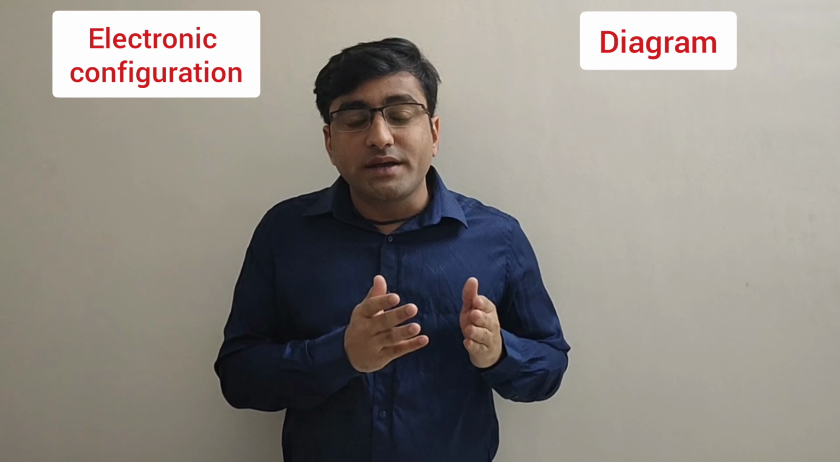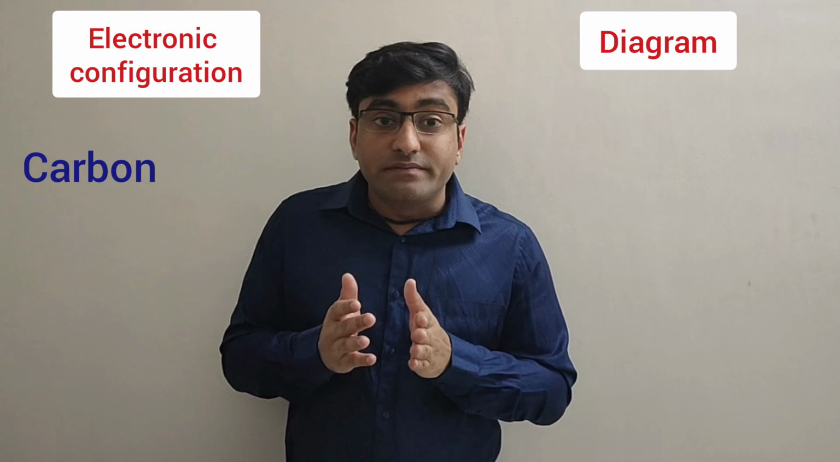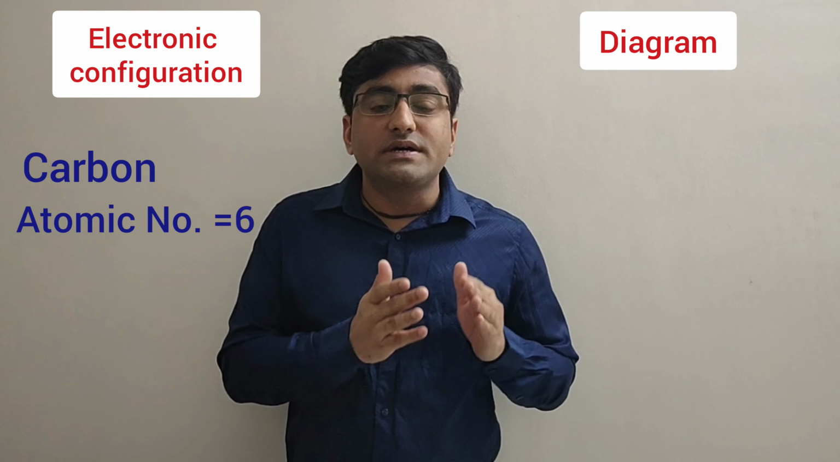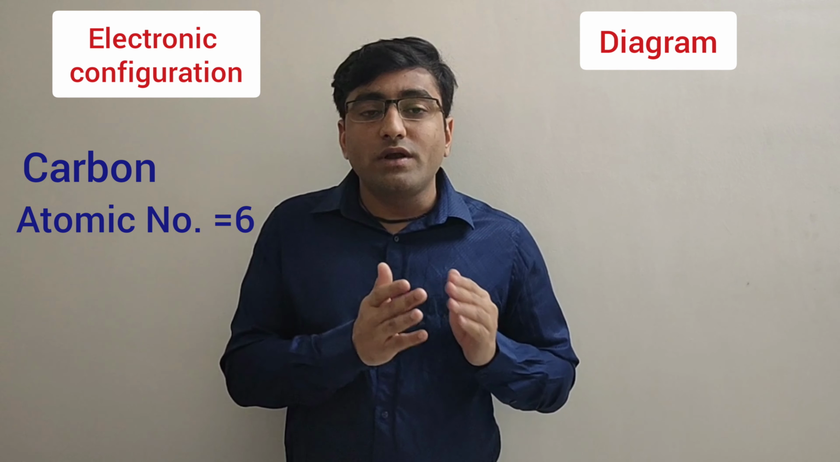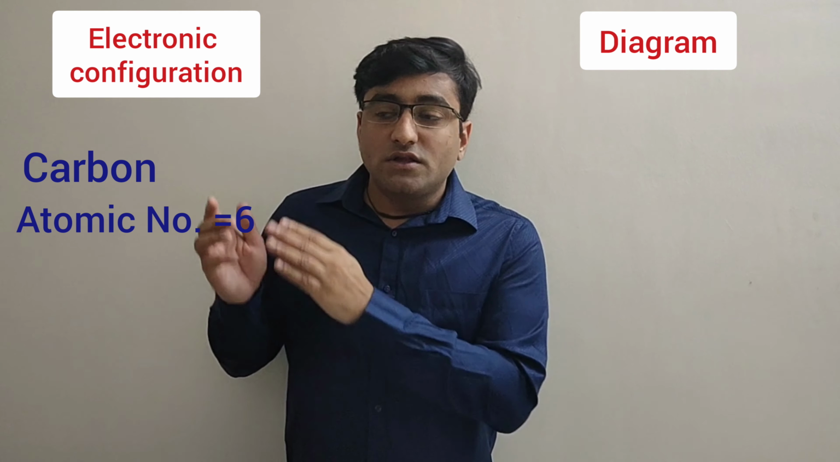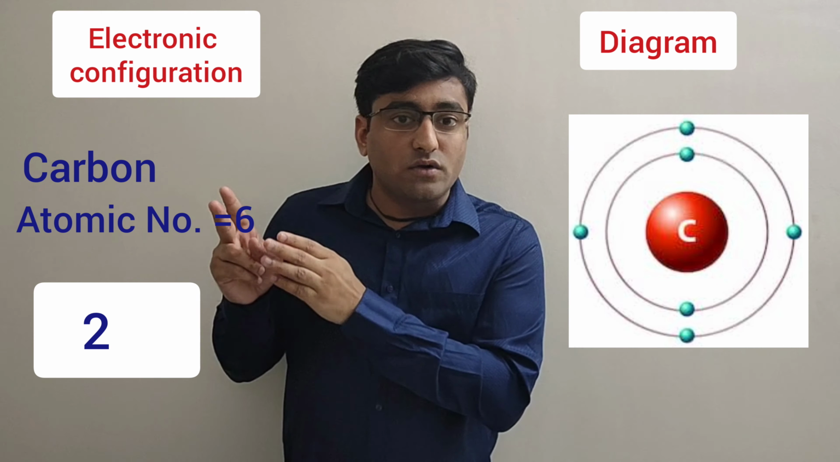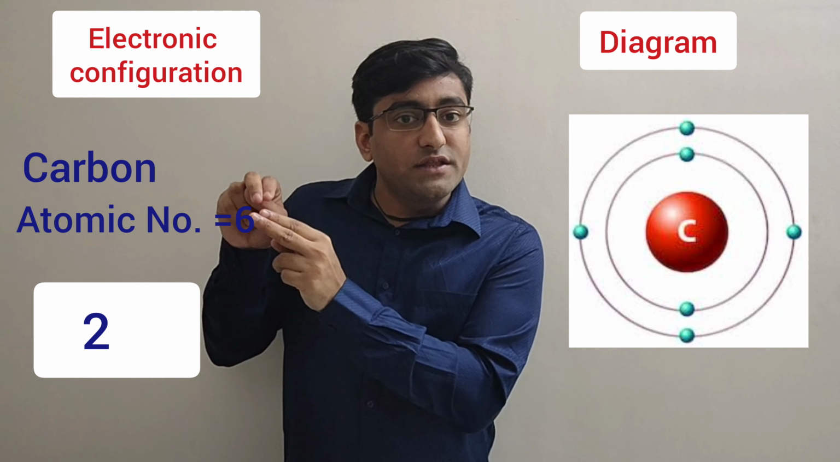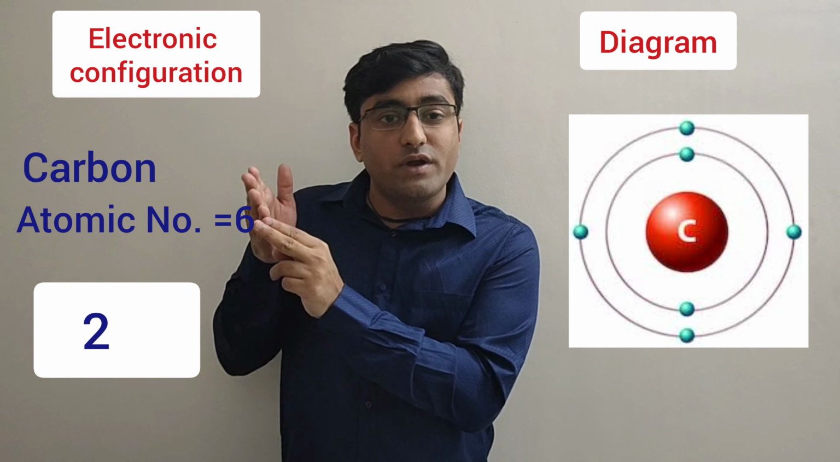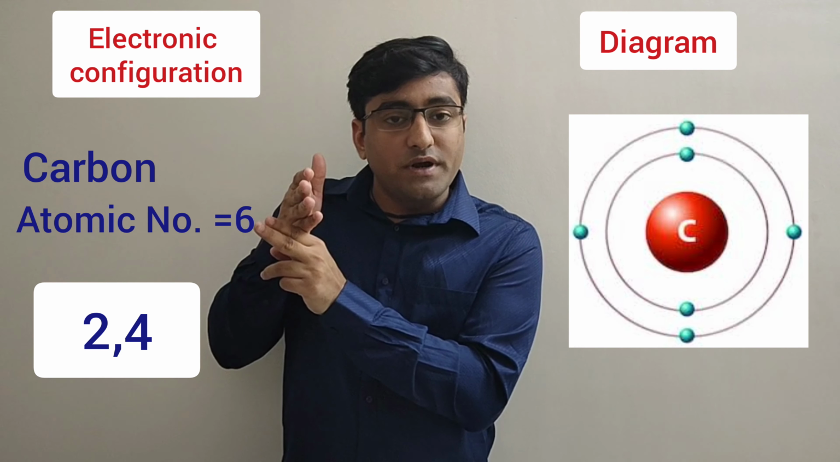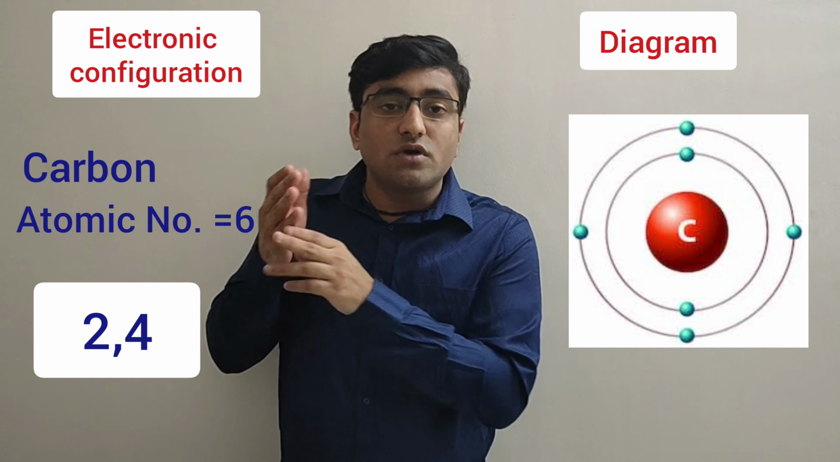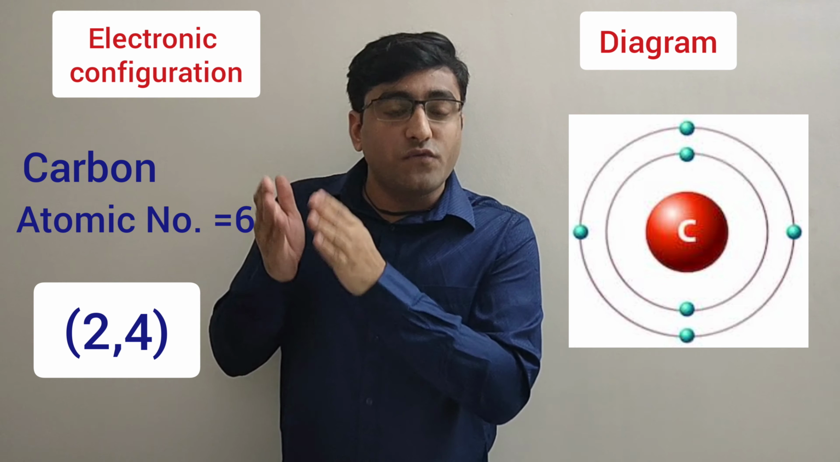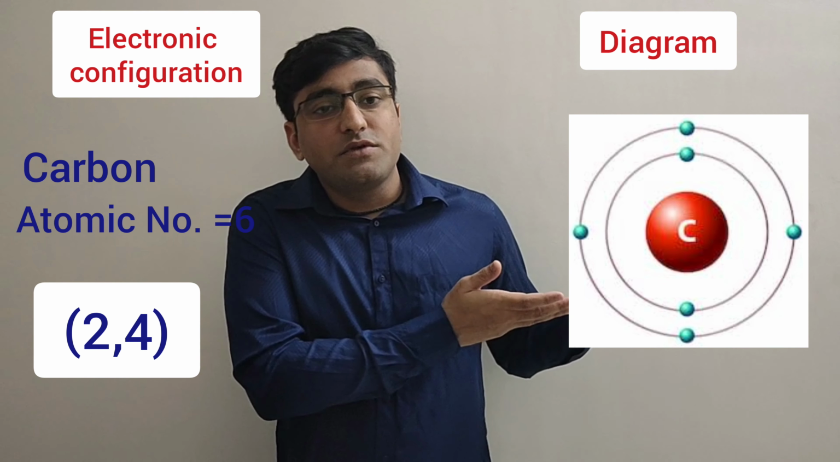Let us take one more example. We will take the example of carbon. Carbon has atomic number 6. So now what will be its electronic configuration? The first orbit can hold 2 electrons. So now 2 are filled in the first orbit. The remaining 4 will be in the next orbit, which is the second orbit. So the configuration becomes 2, 4. As you can see, the diagram is on the next side.